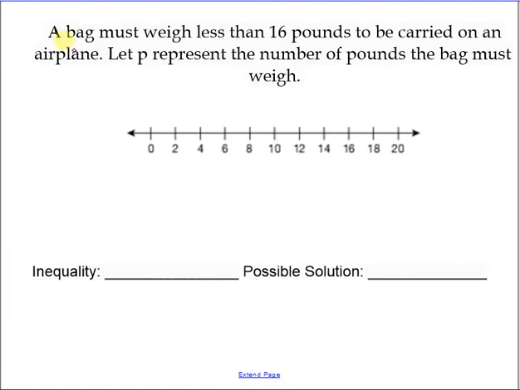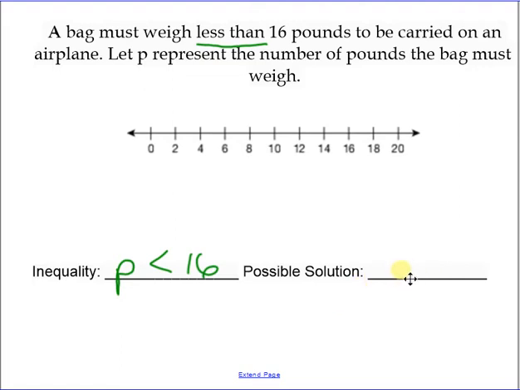Let's try another example. A bag must weigh less than 16 pounds to be carried on an airplane. Let P represent the number of pounds the bag must weigh. So first let's find our key words. Our key word is going to be right here, less than. So our letter is P, that's step 2, and our number is 16. Now step 3 is we need to determine our sign. Well, it tells us that your bag must be less than 16 pounds, and so here is our less than sign.